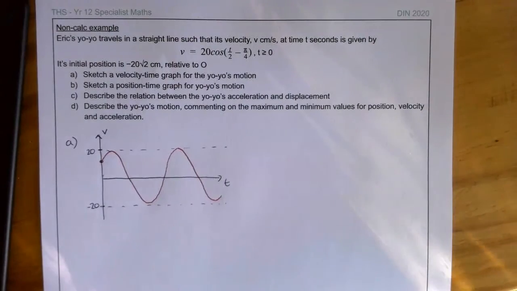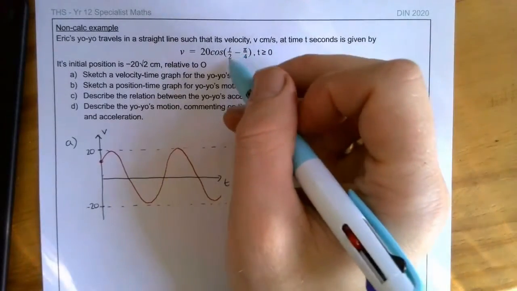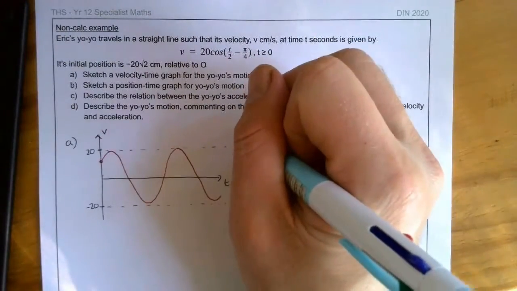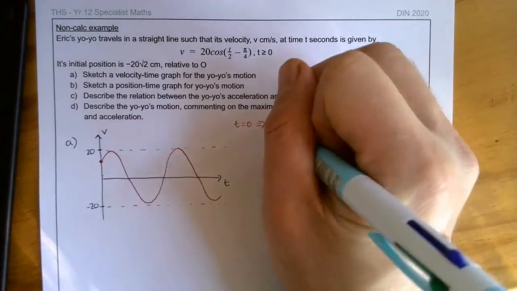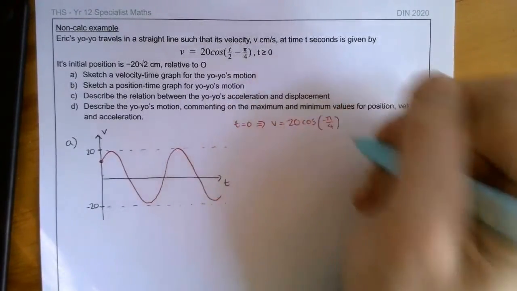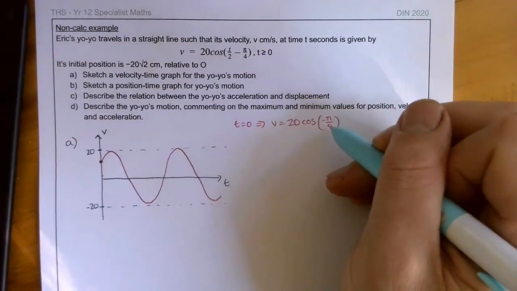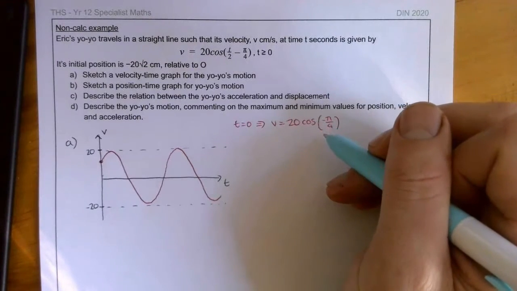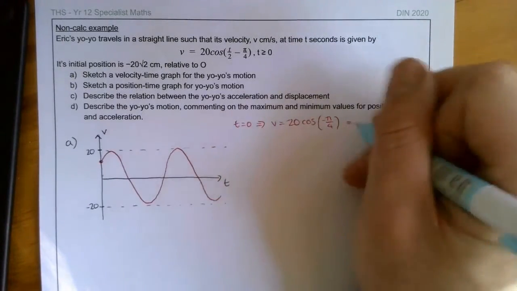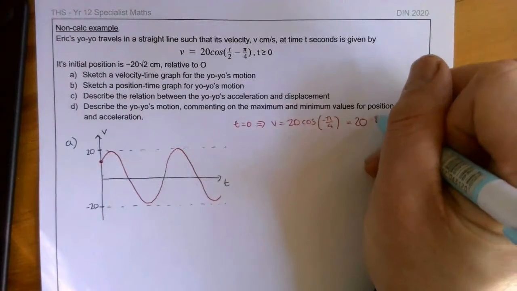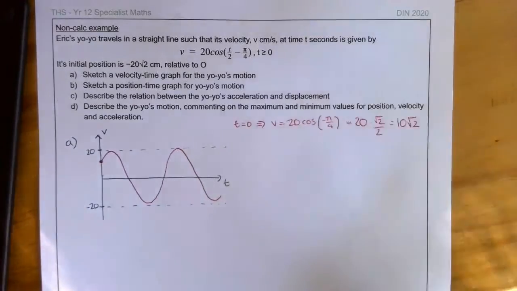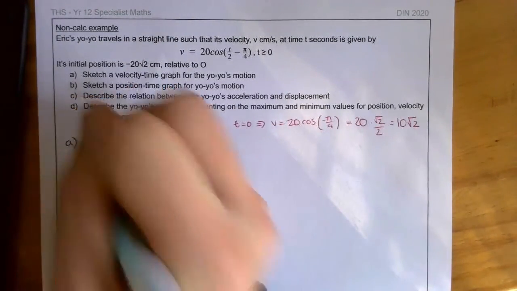So first up, if t equals 0, that's going to be cos of minus pi over 4. So t equals 0 implies that velocity is 20 times cos of minus pi over 4. Cos is an even function, so that's the same as cos of pi over 4, and cos of pi over 4 is 1 over root 2, or root 2 over 2. Substituting this in, it's 20 times root 2 over 2, which is 10 root 2. So that gives me my y-intercept at 10 root 2.